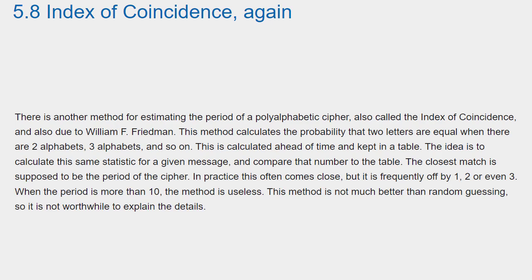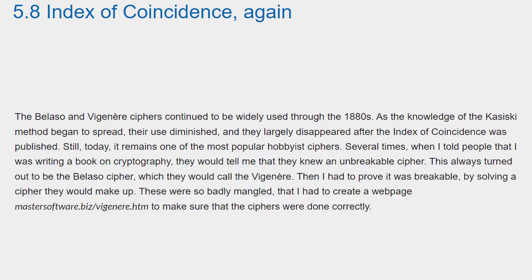In practice, this often comes close, but it is frequently off by 1, 2, or even 3. When the period is more than 10, the method is useless. This method is not much better than random guessing, so it is not worthwhile to explain the details. The Belasso and Vigenère ciphers continued to be widely used through the 1880s. As the knowledge of the Kasiski method began to spread, their use diminished and they largely disappeared after the Index of Coincidence was published. Still, today it remains one of the most popular hobbyist ciphers.